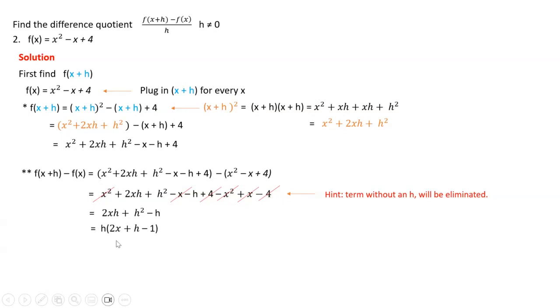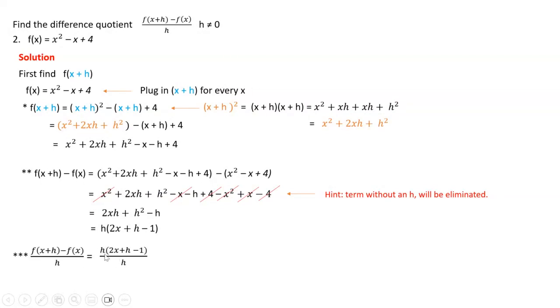Now comes step number 3. But before we do step number 3, I'm going to factor out an h. Why do I do that? Because this way it'll cancel with the h in the denominator right here in the original formula. But anyway, this is my f of x plus h minus f of x with h factored out.